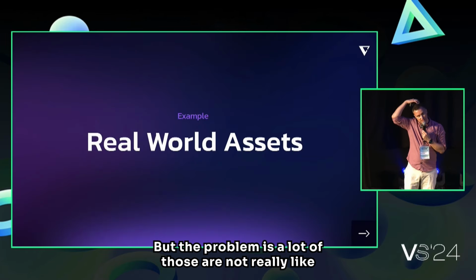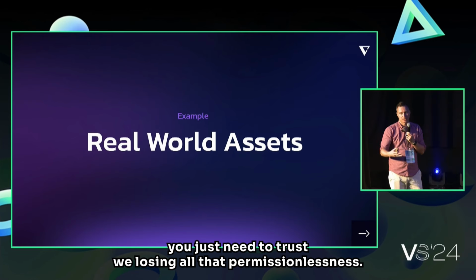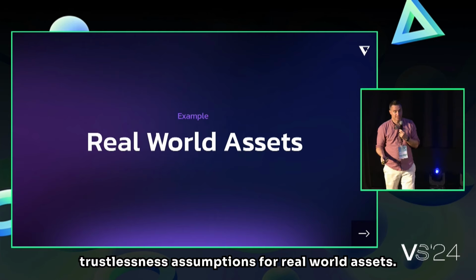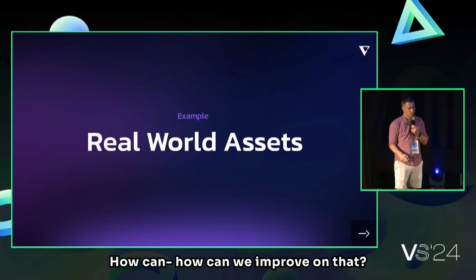But the problem is, a lot of those you just need to trust. We're losing all that permissionlessness. We're losing all these trustlessness assumptions for real assets. How can we improve on that?